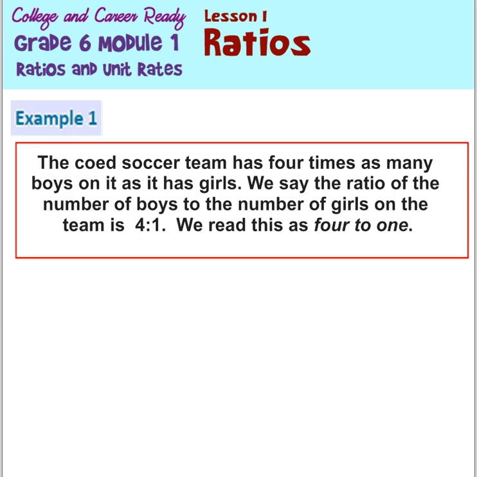Example 1. This is in your module. The co-ed soccer team has 4 times as many boys on it as it has girls. We say the ratio of the number of boys to the number of girls on the team is 4 to 1. So when we read this, remember that colon we read as the word "to", so that is 4 to 1. What are we going to do with that information?